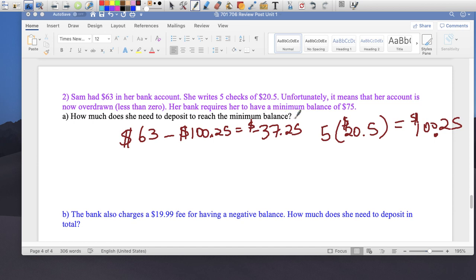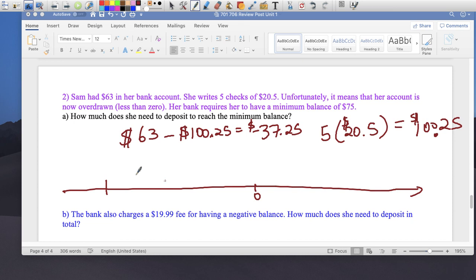Okay, so the bank owed her some money, right? She wrote 5 checks, so the bank covered her. All right, so the checks don't bounce. So let's write a number line here, just to show you. Here's 0, sort of. And this is where she is right now.